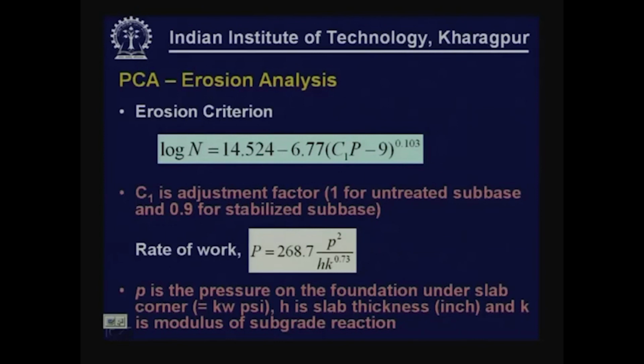In this case, C1 is an adjustment factor to account for different types of subbases that are used. C1 will be 1 for untreated granular subbase and C1 will be 0.9 for stabilized subbase. The other parameter that we use here, P, is the rate of work computed as 268.7 into P square by H into K to the power of 0.73.